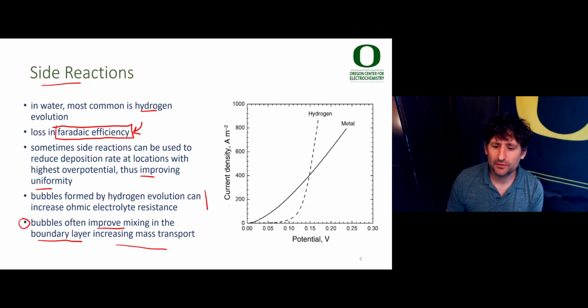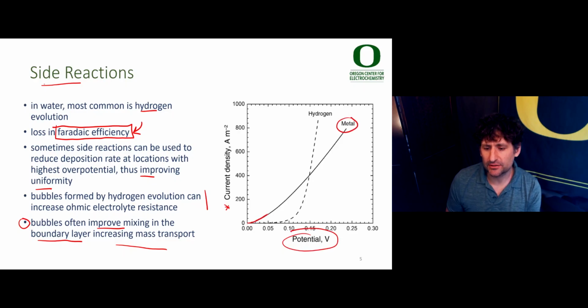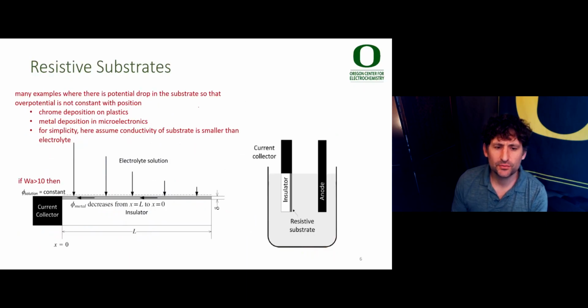Here's an example of some current density as a function of overpotential here. You'll notice here the metal has faster kinetics initially, but at the higher overpotentials, hydrogen begins to dominate the reaction. That's because there's lots of water to reduce, but you can indeed run out of metal species to reduce on the surface. Now let's switch gears and talk about resistive substrates.